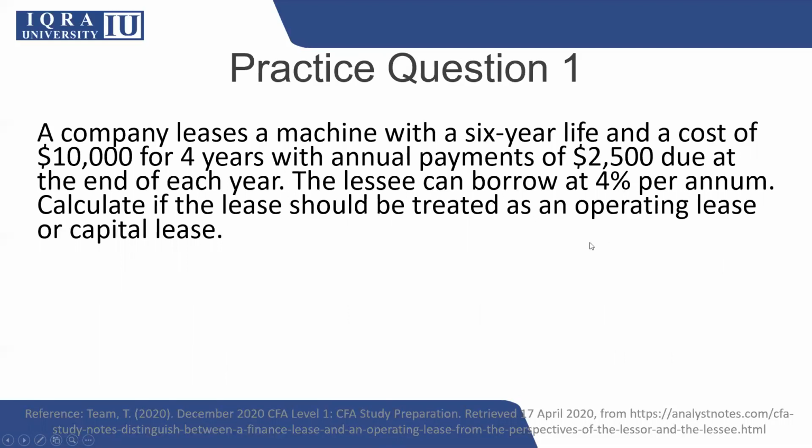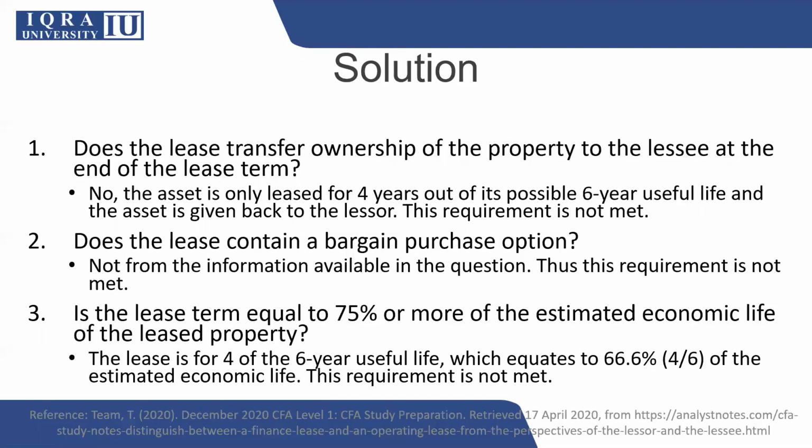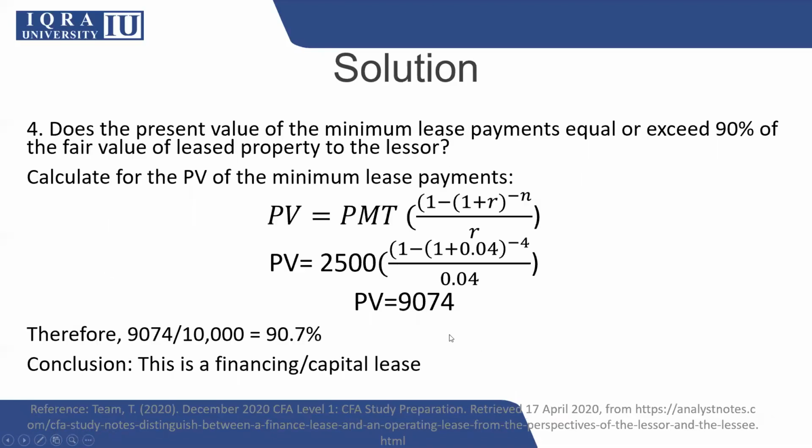To properly understand it, it is much better if you revise the previous lecture in which we discussed the four criteria: if any condition is met by the lease, then this can be taken as a capital lease. As you can see, the first condition is not met, the second condition is not met, and as I illustrated, the third condition is not met, but the fourth condition, that the lease payment exceeds the 90% limit, is met. Hence, we conclude that this situation is taken as a capital lease.